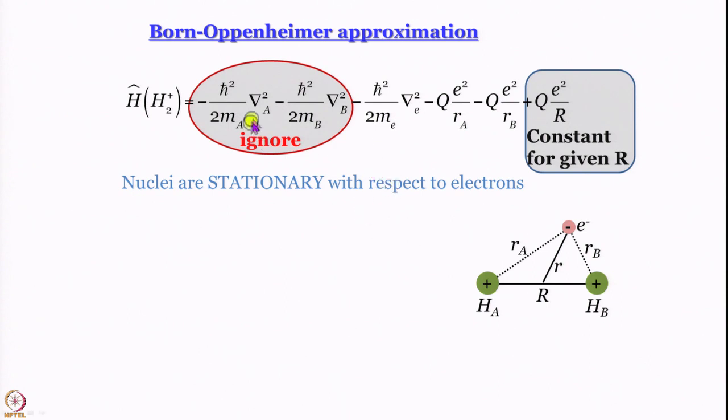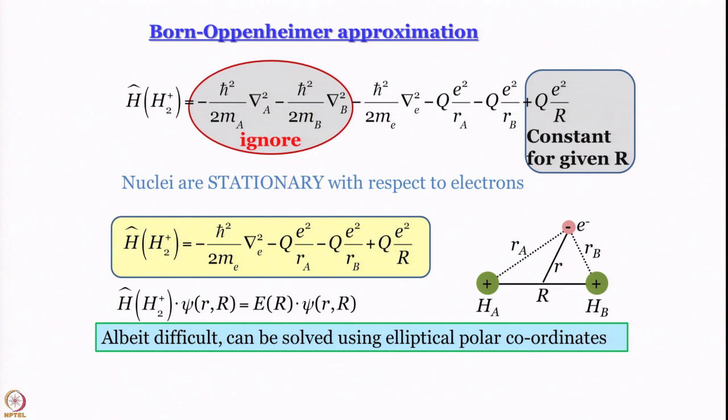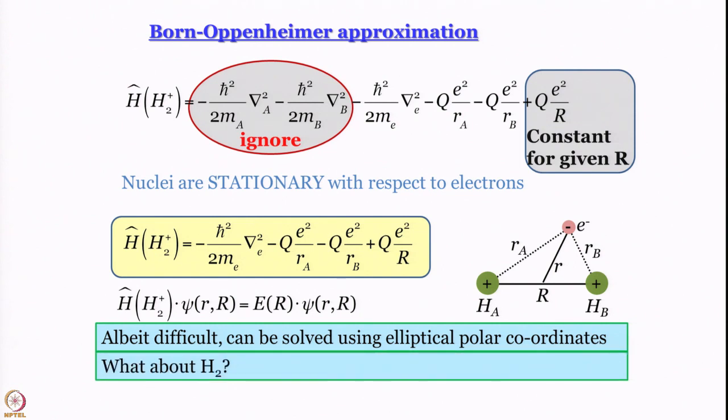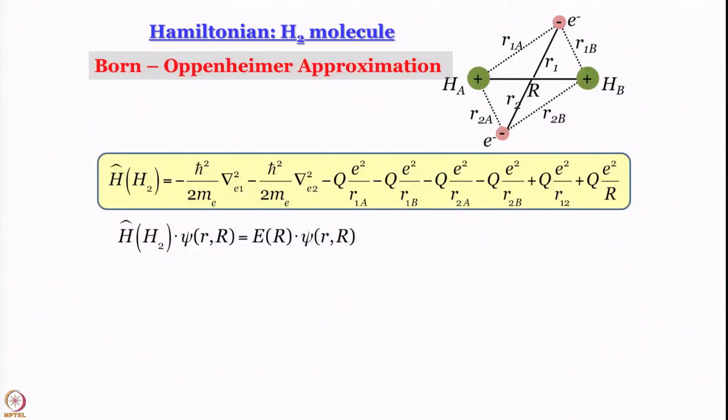All you have to work with now for H2 plus is this: minus h cross square by 2 me del E square, minus q square by r a, minus q square by r b. So, life is simpler than what it is, and in fact, using elliptical polar coordinates, you can actually solve it and get wave functions. But we will not do it, because they will become useless the moment you go to H2. So, what we do is we actually use linear combination of atomic orbitals, as we will discuss later. But today, let us think how we handle this H2 problem, the dihydrogen molecule problem, by this valence bond theory. Okay? So, we start with the Hamiltonian for the H2 molecule.